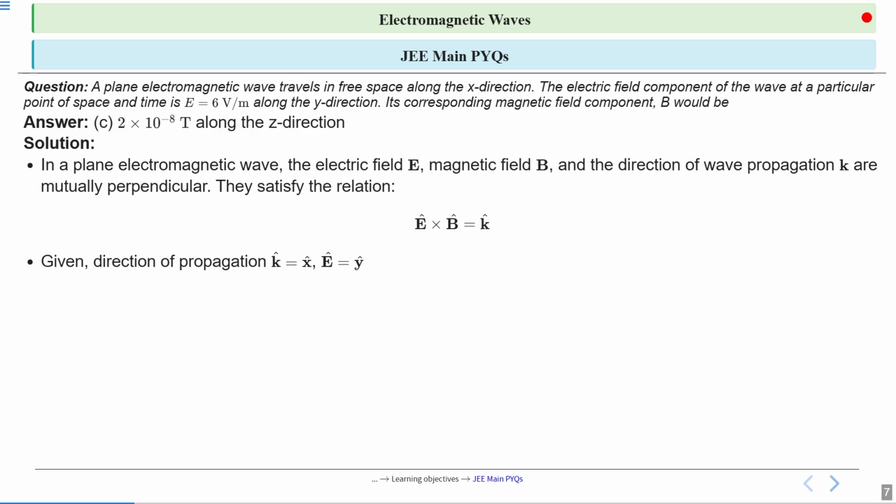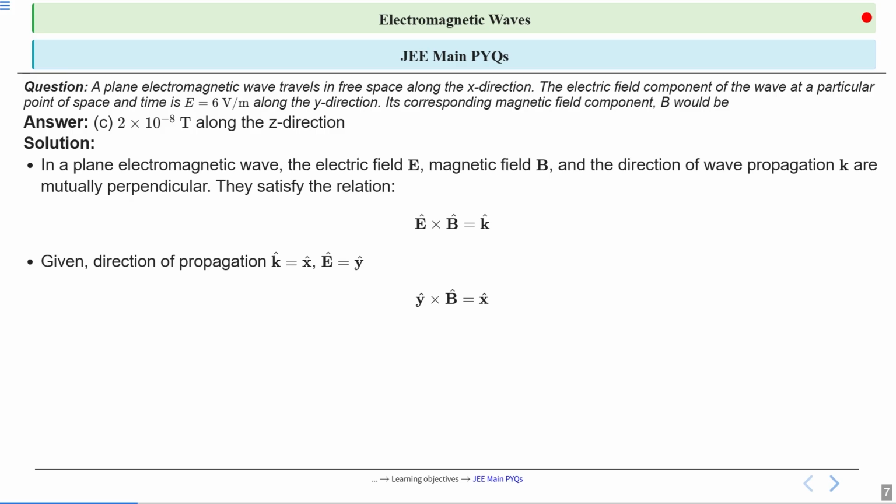The direction of the propagation vector is given along the X direction, so x cap. The direction of the electric field vector is along the Y axis, so y cap. So we can find it using the cross product: y cap cross B cap will be equal to x cap. According to the cyclic property of vectors, we know that i cross j, meaning x cap cross y cap, will give z cap. But here the result is x cap.